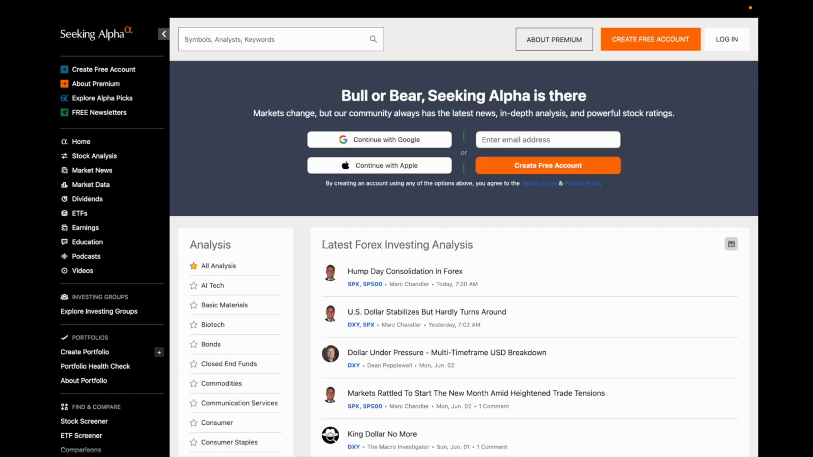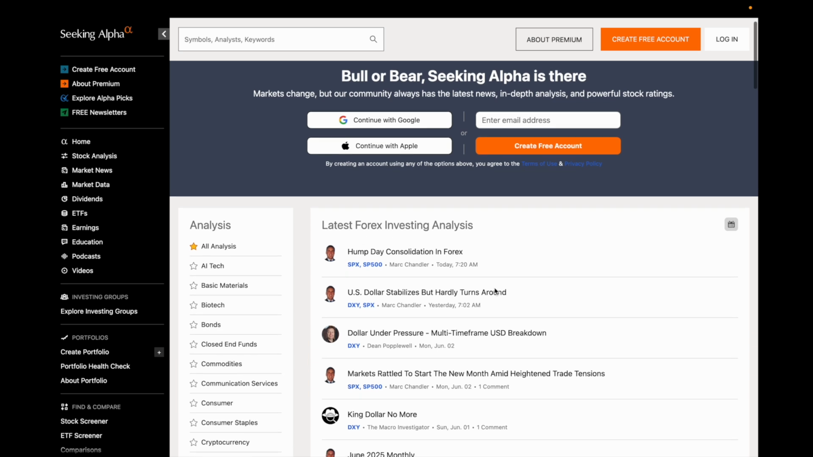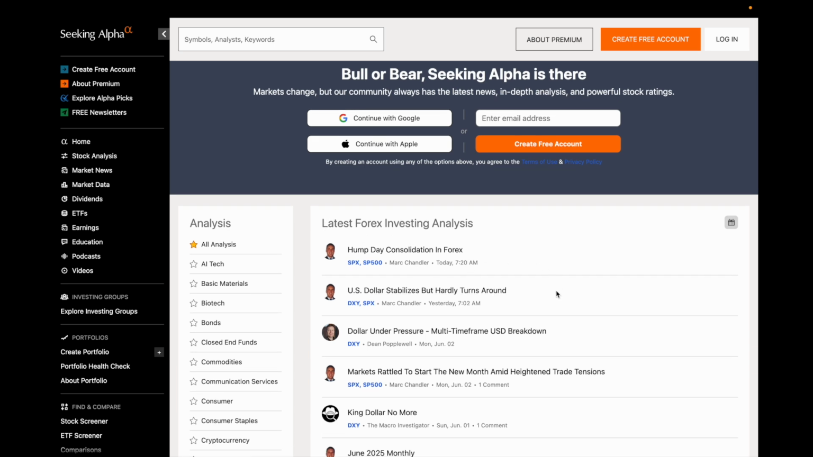Now once you're here, it'll say the latest sort of Forex investing analysis. So you can go ahead here and actually check a bunch of different articles based on the Forex you're looking for. And then you can make a decision that way potentially if you so wish to do so. So very simple, very straightforward, but this is how to find Forex trades to invest in on Seeking Alpha.